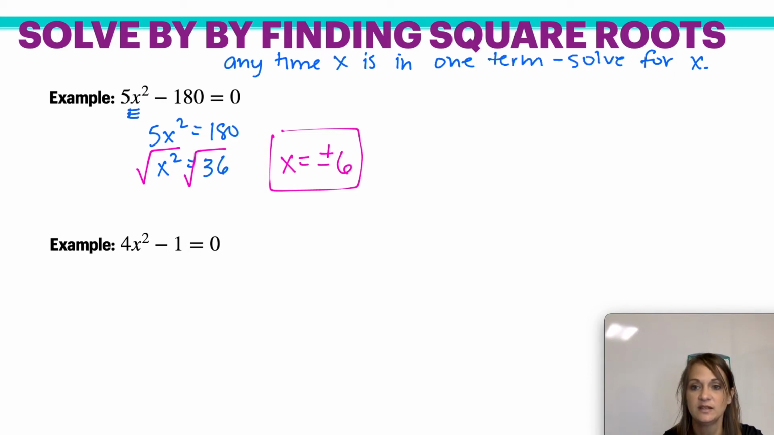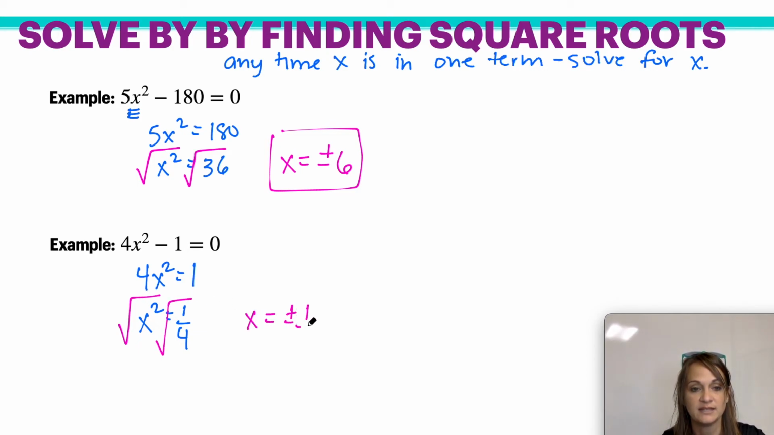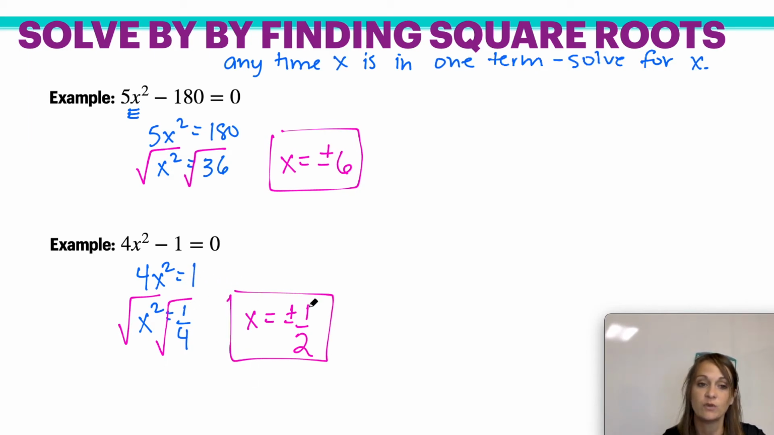On this second one, to solve for x, you would add 1 to both sides, and then you would divide by 4. You cannot take the square root yet. You need to first divide by 4 to get 1/4. And now that you have x squared by itself, you can take the square root of both sides, and you'll get x equals plus or minus 1/2. Don't forget the plus or minus. The square root of 1 is 1, the square root of 4 is 2. So the plus or minus means you'll get the -1/2 and you'll get a positive 1/2, or you can just write it as a plus or minus.